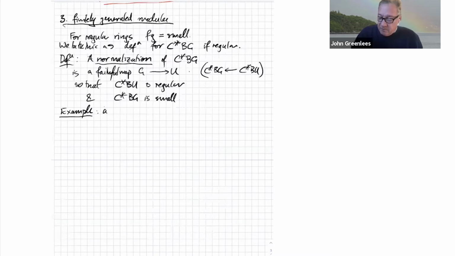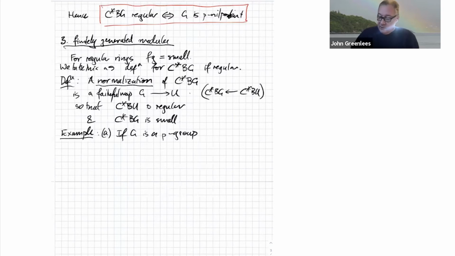And of course, there are two classical examples here, which we'll use both. So if G is a p-group, then the cochains on BG is already regular. That was the easy case of the red statement in the box. Then the identity will do. I should have called this nu for normalization. Then nu equals the identity from G to G will do.